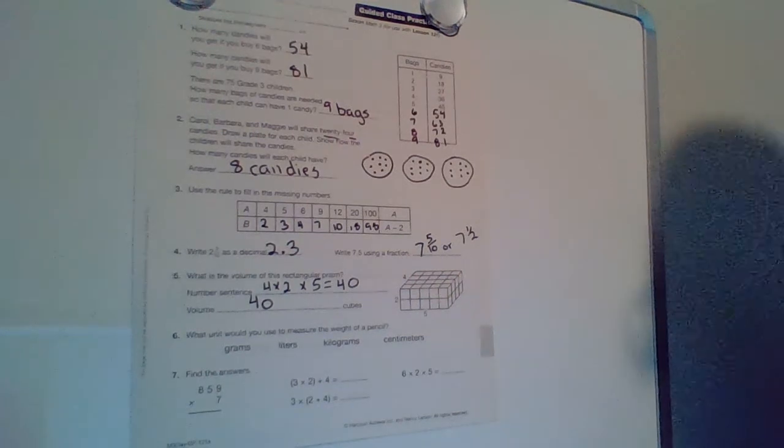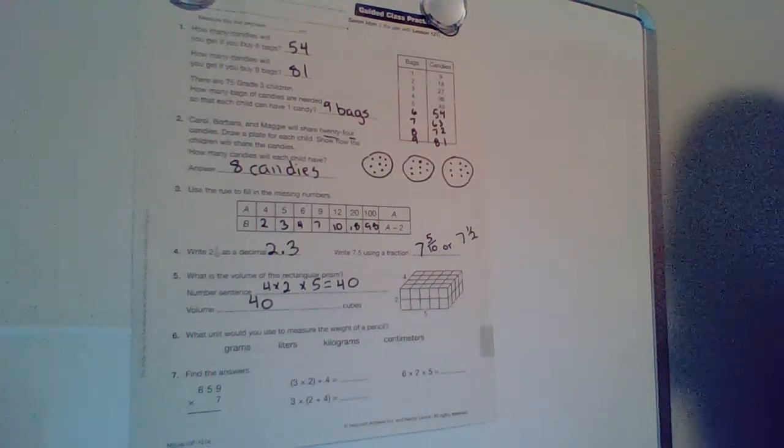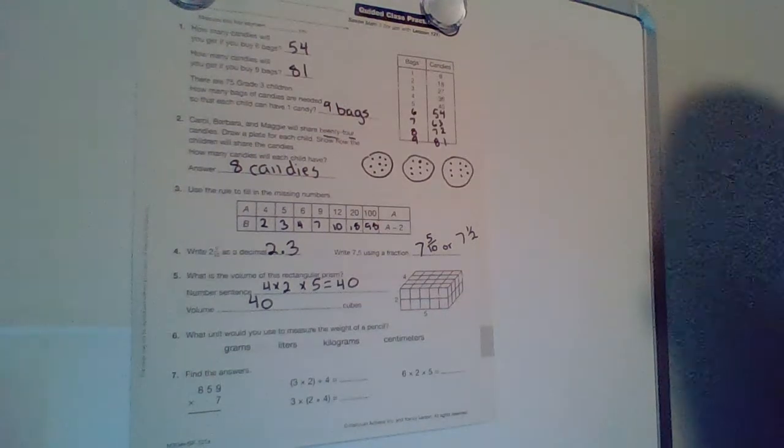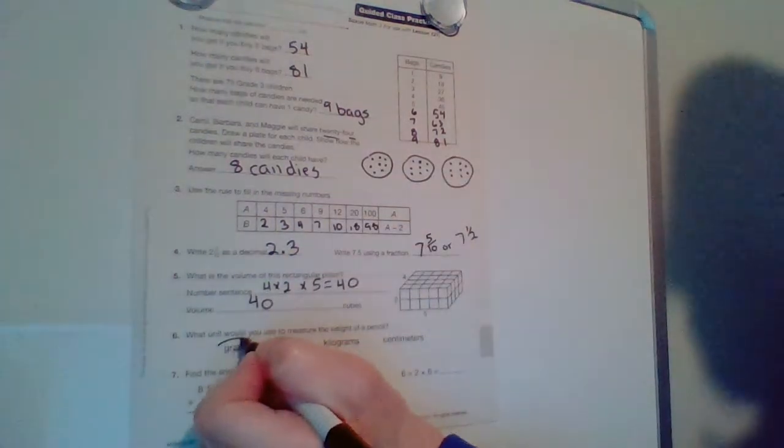Okay, what unit would you use to measure the weight of a pencil? Okay, well, liters is going to be too heavy. That's like a liter a pop. Centimeters, well, that's how you measure length. So it's between kilograms and grams. Well, I'm going to say it's going to be grams.